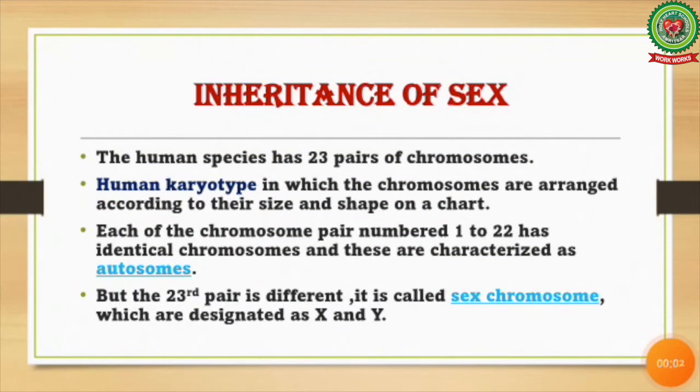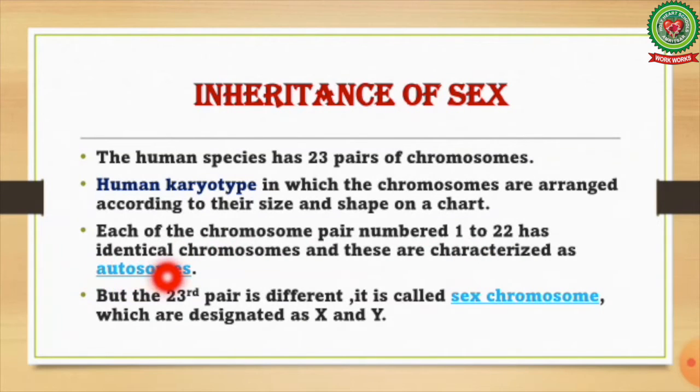Inheritance of sex. Human species has 23 pairs of chromosomes. Human karyotype, in which the chromosomes are arranged according to their size and shape on a chart. Each of the chromosome pair numbered 1 to 22 has identical chromosomes and these are characterized as autosomes.